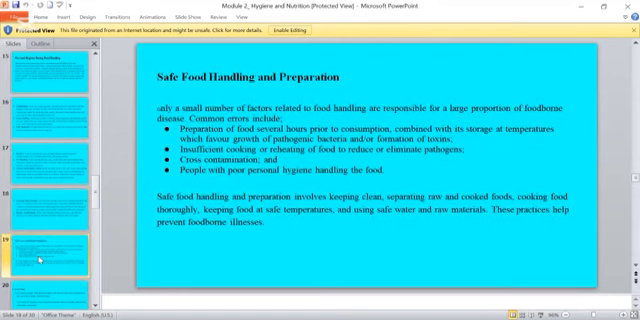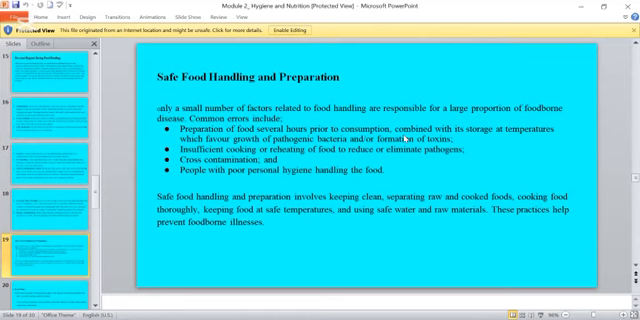So let's look at safe food handling and preparation. These are some of the common errors that can lead to foodborne diseases. We have preparation of food several hours prior to consumption. We have insufficient cooking and heating of food to reduce or eliminate pathogens. We have cross-contamination and people with just generally poor personal hygiene. So safe food handling and preparation involves keeping clean, separating raw and cooked foods, cooking food thoroughly, keeping food at safe temperatures, and using safe water and raw materials.